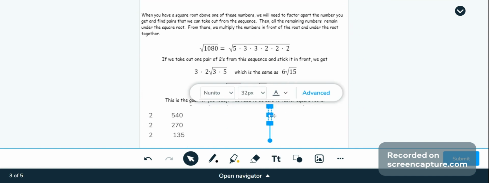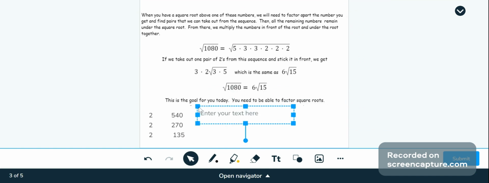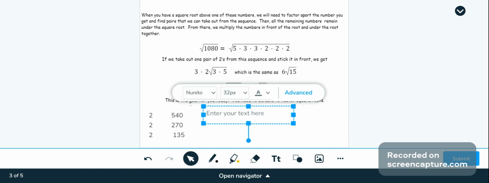I'm just running out of room. I apologize. 135 can be divided by 5. And when I do, I'm going to get 27. 27 can be divided by 3. And that's 3 times 9, which can also be divided out to be 3 times 3.